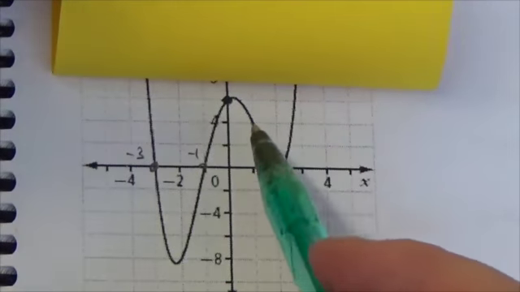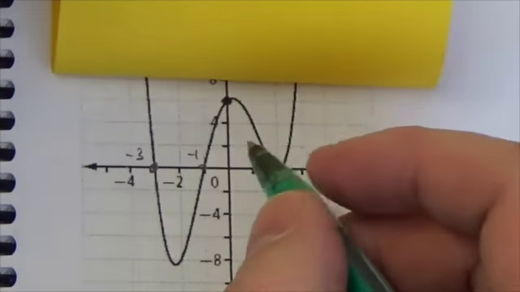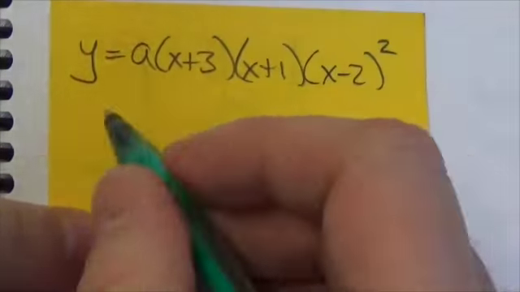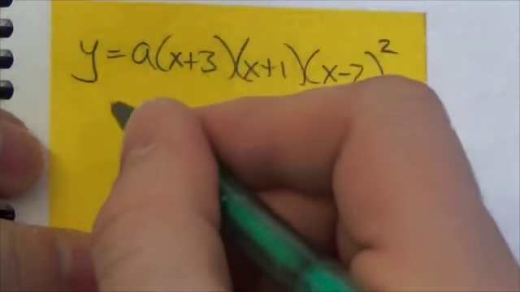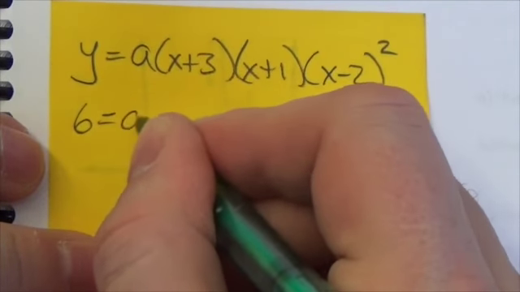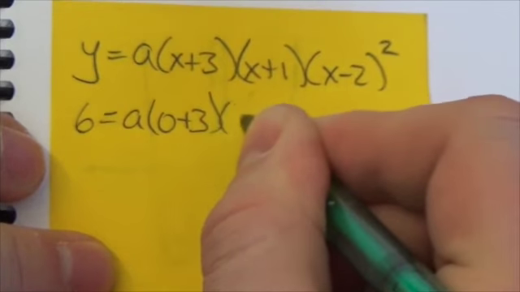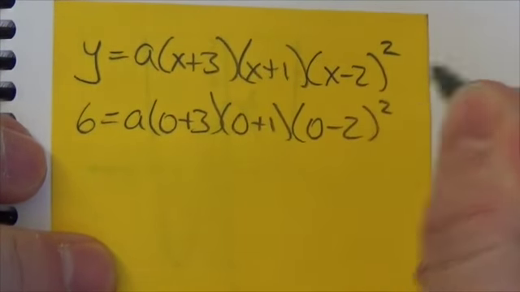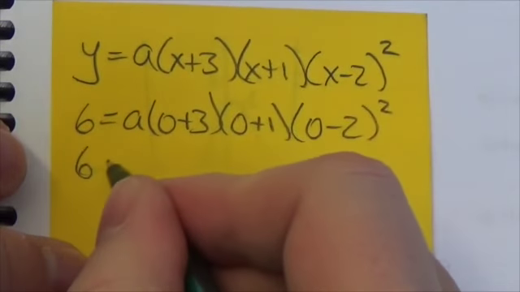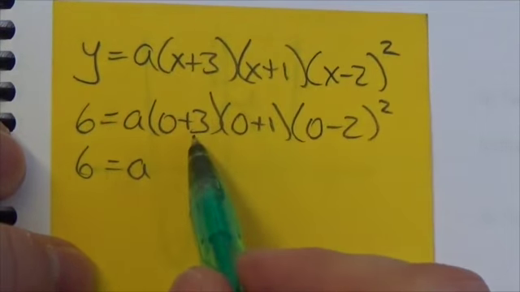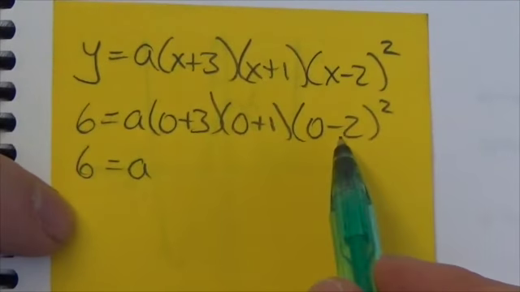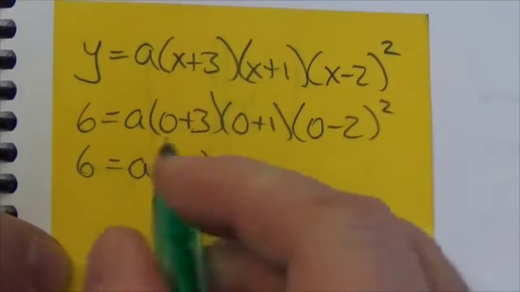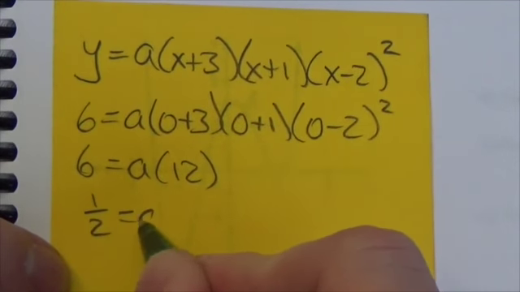Now, I'm also told that it goes through this point right here. It's got a y-intercept of, what is that? The scale's going up by 2, so it's going to be 6. If the y-intercept is 6, I plug 6 in for y and 0 in for x. So 6 is going to equal a times 3, 3 times 1 is just 3, and then (-2)^2 is going to be positive 4. So 3 times 4 is 12. If I divide, I'm going to get that a is equal to 1/2.